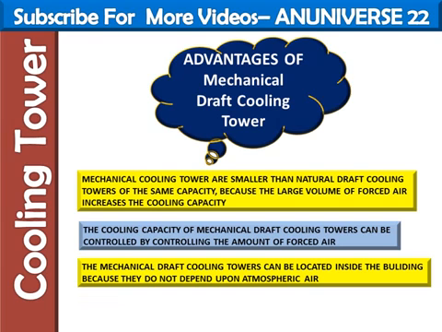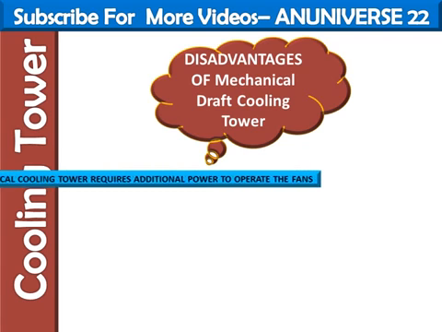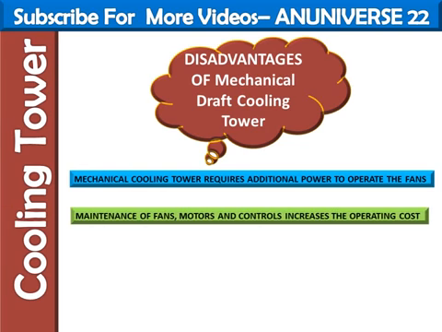And here are some disadvantages of the mechanical draft cooling tower. The first one is that mechanical draft cooling towers require additional power to operate the fans. The next one is that maintenance of fans, motors and controls increases the operating cost. So today we learnt about the mechanical draft cooling tower, its types, forced draft and induced draft, the working of both, and some advantages and disadvantages of the mechanical draft cooling tower.